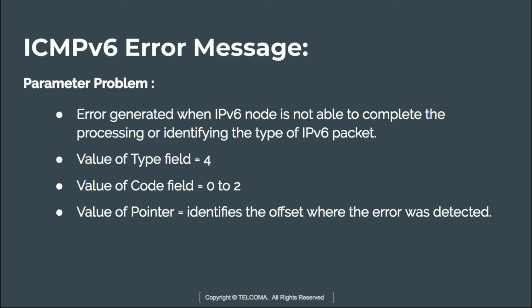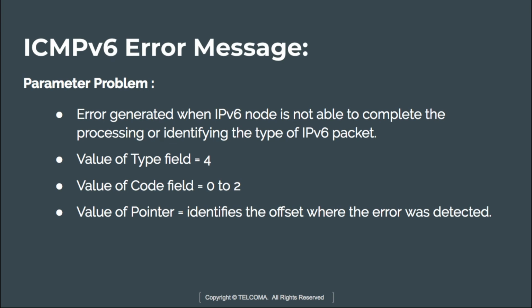If it is 0, it indicates that an erroneous header field was encountered, meaning there is an error in the header field of the IPv6 packet. If the code field is equal to 1, then it indicates that an unrecognized next header type was encountered. And if it is 2, then an unrecognized IPv6 option was encountered. So a problem in the IPv6 packet results in the parameter problem. The value of the pointer identifies the offset where the error was detected, giving the particular position of the error.